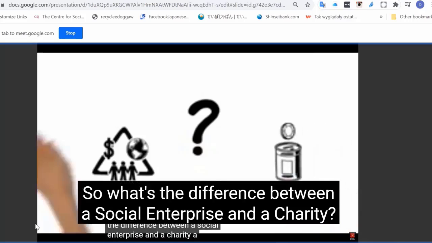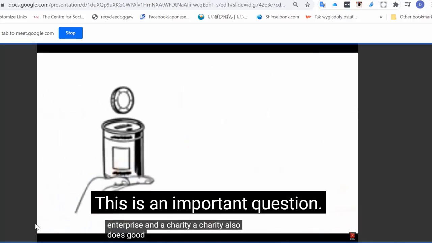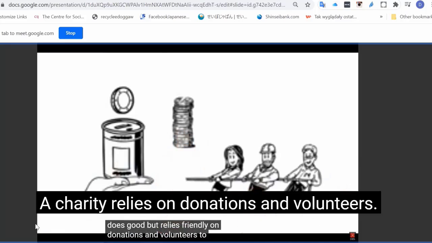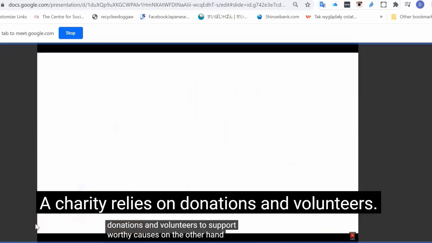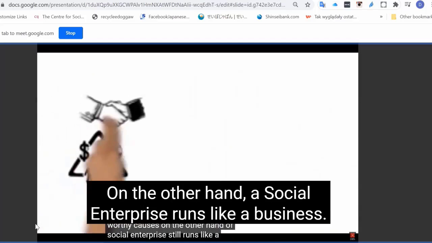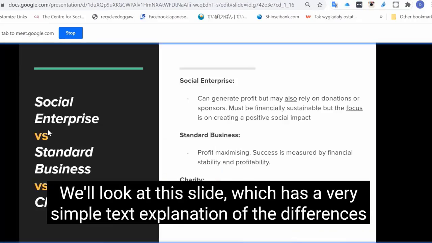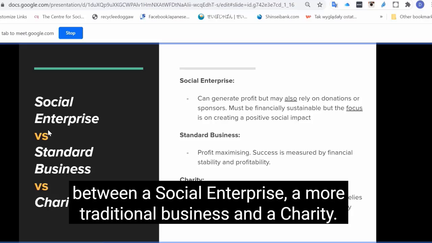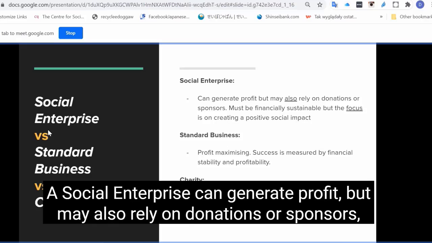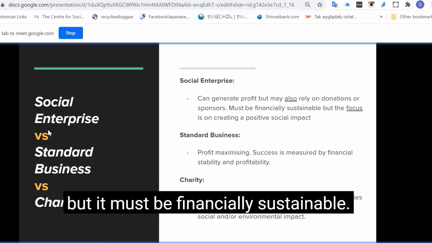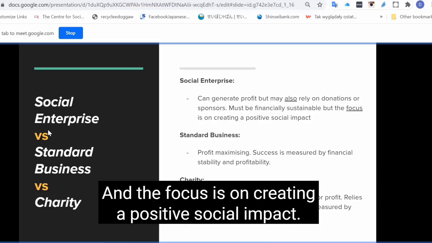So what's the difference between a social enterprise and a charity? This is an important question. A charity relies on donations and volunteers. On the other hand, a social enterprise runs like a business. We'll look at this slide, which has a very simple text explanation of the differences between a social enterprise, a more traditional business, and a charity. A social enterprise can generate profit but may also rely on donations or sponsors. But it must be financially sustainable, and the focus is on creating a positive social impact.